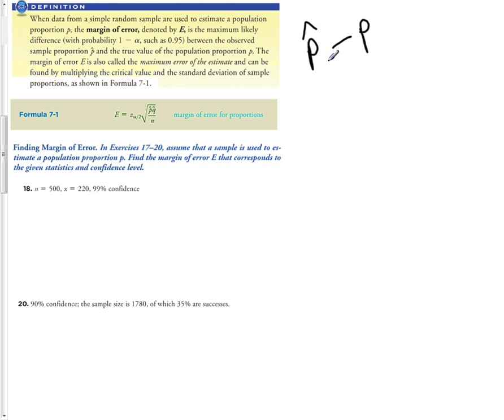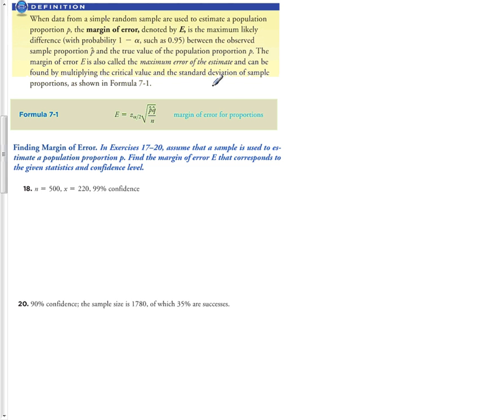Now here are some examples where we're asked to calculate the margin of error. Finding margin of error. In exercises 17 through 20, assume that a sample is used to estimate a population proportion P. Find the margin of error E that corresponds to the given statistic and confidence level. Okay, so in number 18, we're given n equals 500, x equals 220, and a confidence level of 99%.